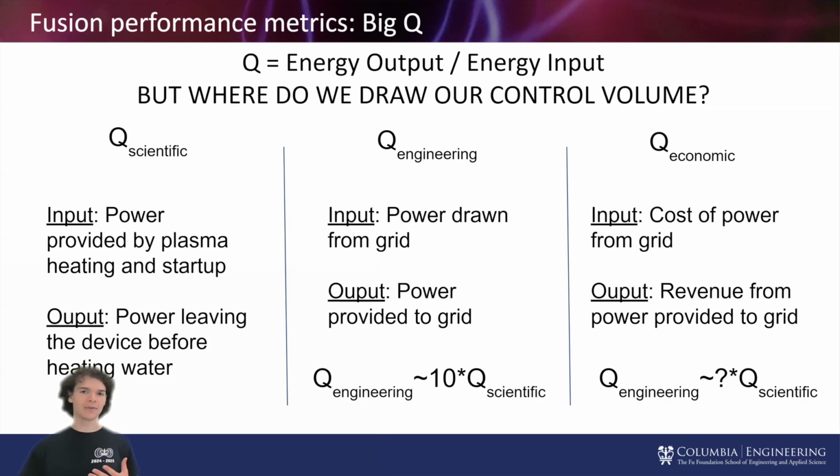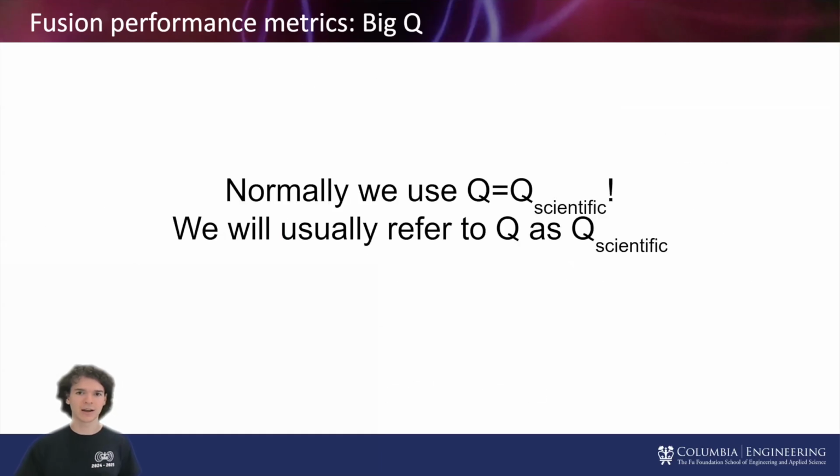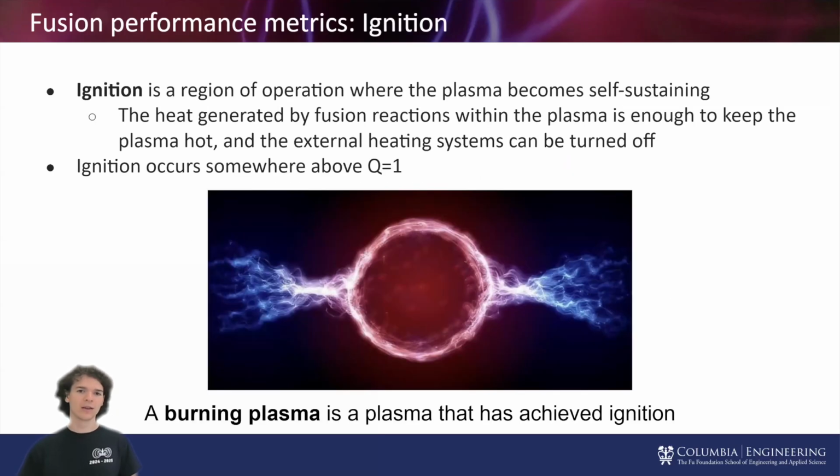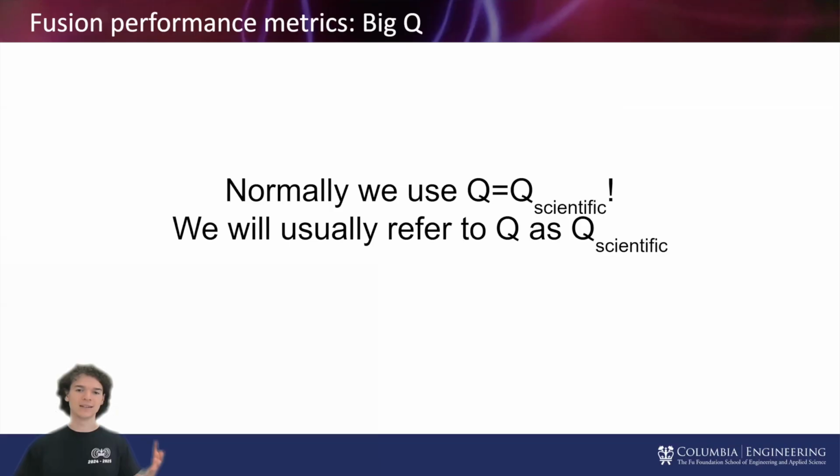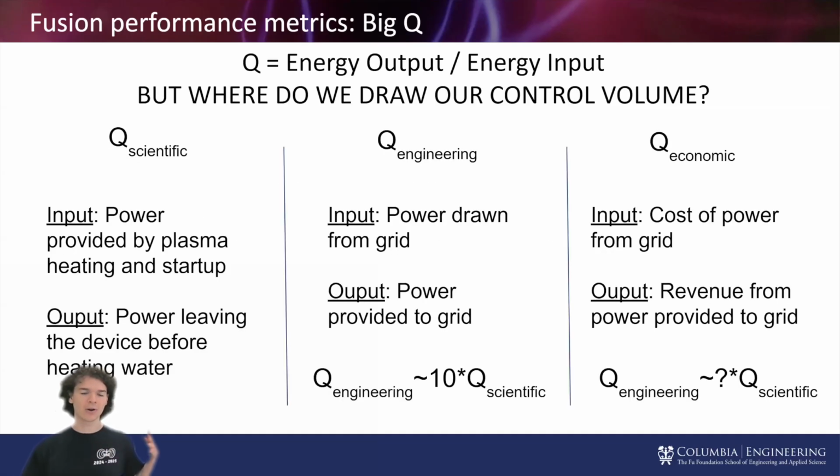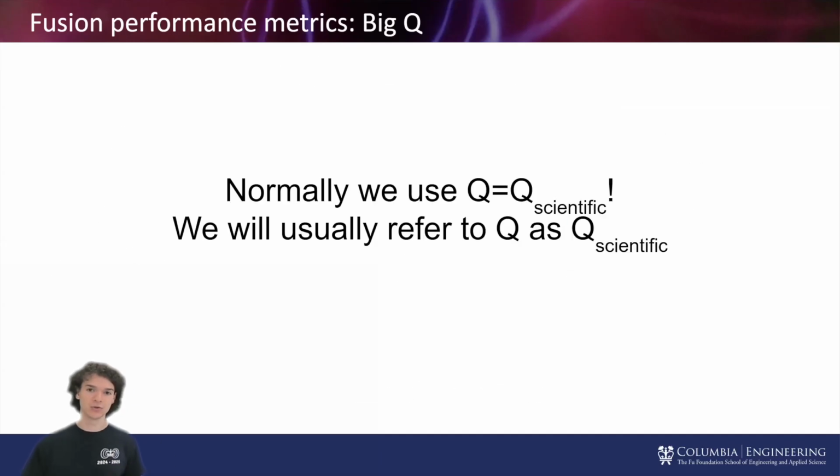However, that's not quite what we say for our research achievements. For our research achievements, we normally use Q scientific. So Q and Q scientific are usually one and the same. That means that the NIF achievement, where NIF went above Q equals 1, more energy out than in, was a Q scientific achievement. And again, Q scientific is input power provided to the plasma, so kind of drawing your control volume directly around your fuel, and then output power coming out of your fuel or out of your plasma. And sure enough, NIF actually does use plasma as well, even though it starts as a solid pellet for their fuel.